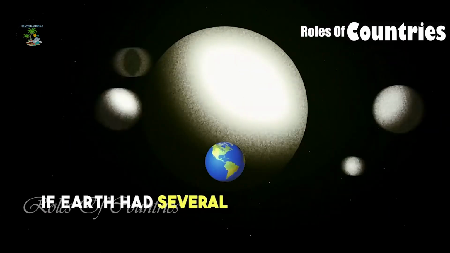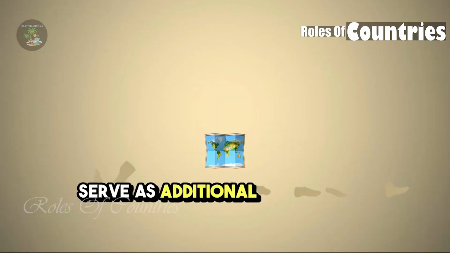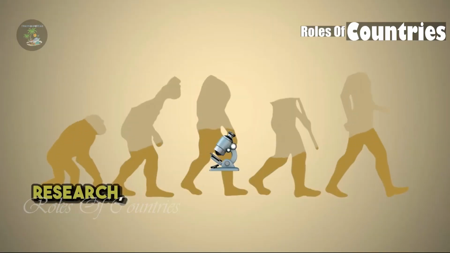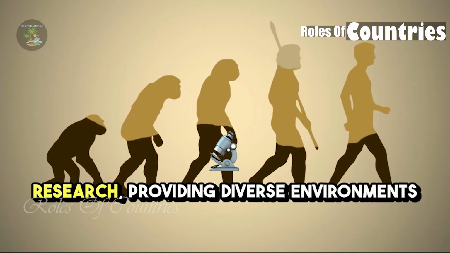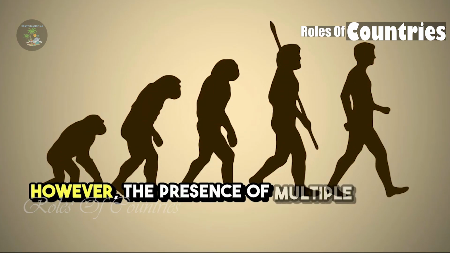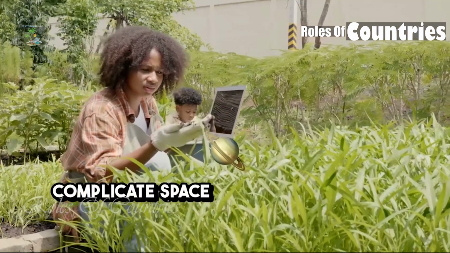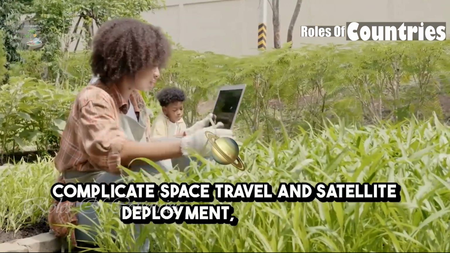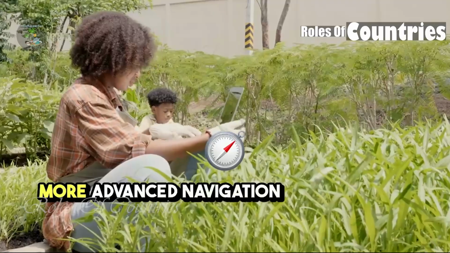If Earth had several moons, they could serve as additional targets for exploration and research, providing diverse environments for scientific study. However, the presence of multiple moons could complicate space travel and satellite deployment, requiring more advanced navigation and collision avoidance systems.